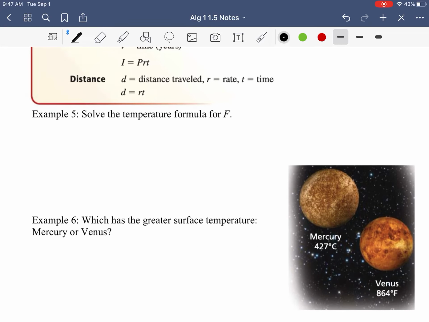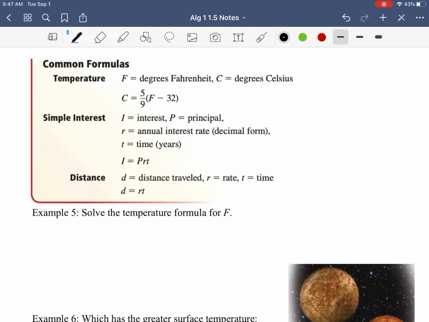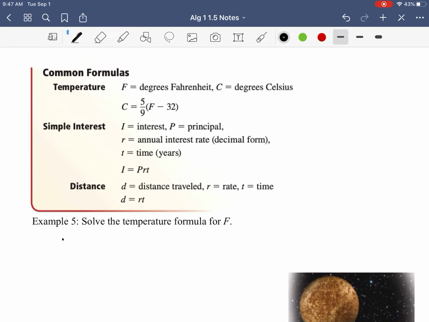Okay. So we want to solve the temperature formula for F. So here the temperature formula is C equals 5/9 times F minus 32. So I could distribute, but I don't think I'm going to on this one. I'm just going to get rid of the 5/9 out here first. So to get rid of a fraction that's multiplied, I could divide by the fraction, but a little trick is instead multiply both sides by what we call the reciprocal.